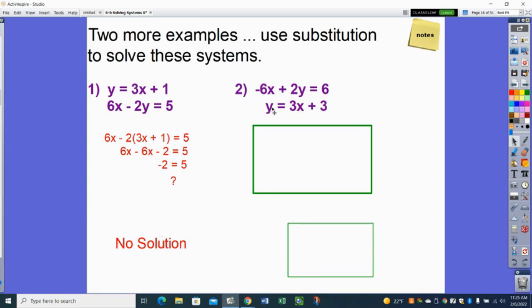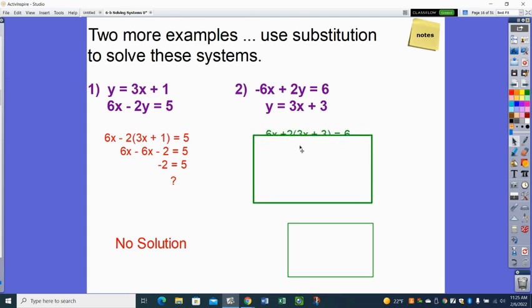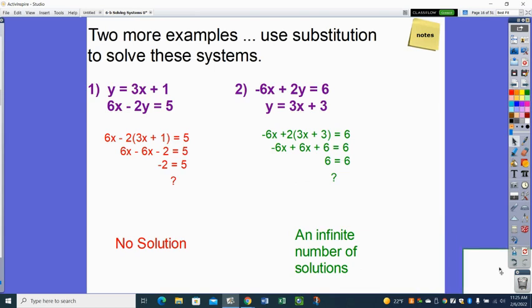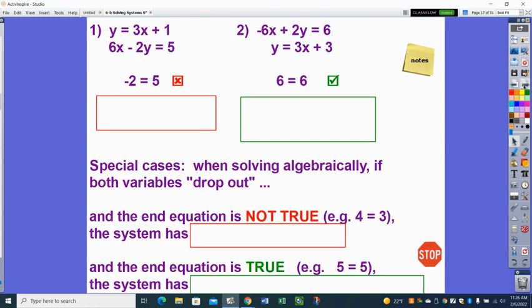Now, let's do it again. This time I'm going to substitute up. I'm going to take that y out. I'm going to put the 3x plus 3 in its place. I'm going to do my distributive property, get 6x plus 6. Here comes that 0 again, like I saw over here, and I end up with 6 equals 6. This time, we have an infinite number of solutions, and in a system, that means it's the same line. So these are the identical line that if you graph them, they'd graph right on top of each other.